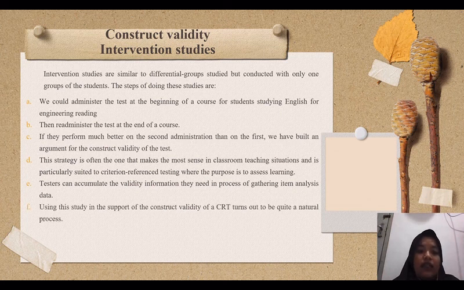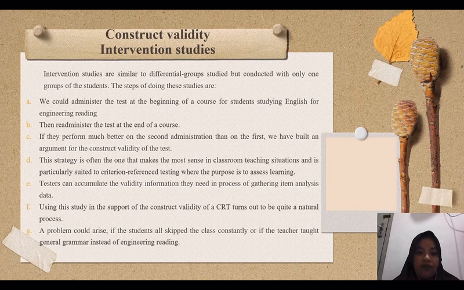Fourth, this strategy is often the one that makes the most sense in classroom teaching situations and is particularly suited to criterion-referenced testing, where the purpose is to assess learning. Fifth, testers can accumulate the validity information they need in the process of gathering item analysis data. Sixth, using this study in support of the construct validity of CRT turns out to be quite a natural process. Seventh, a problem could arise if the students all skip class constantly or if the teacher taught general grammar instead of engineering reading.